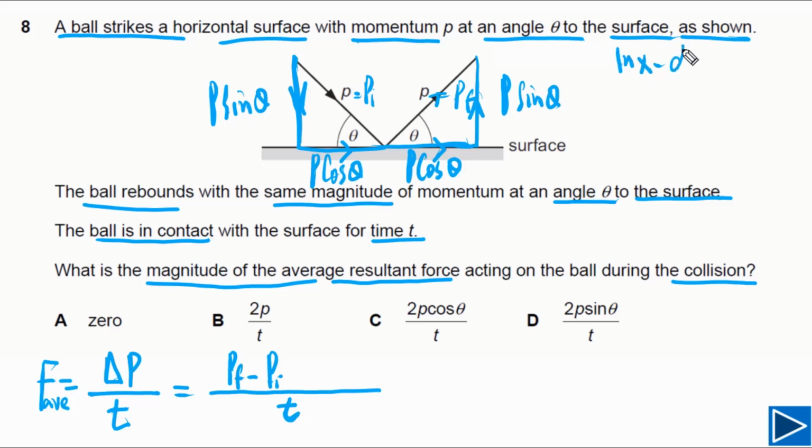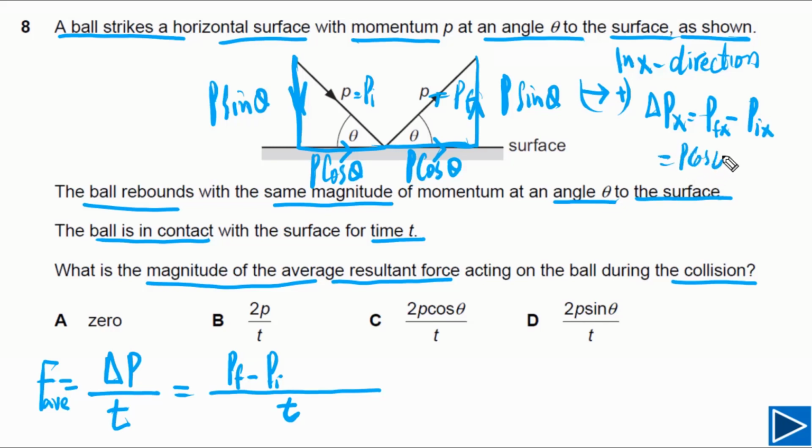First of all, let's try to find out the change in momentum in x direction. We will take to the right as positive. So delta p along x direction is p final in x direction minus p initial in x direction. P final is p cosine of theta. P initial is also p cosine of theta. So the final answer is 0. So there is no change in momentum along x direction.